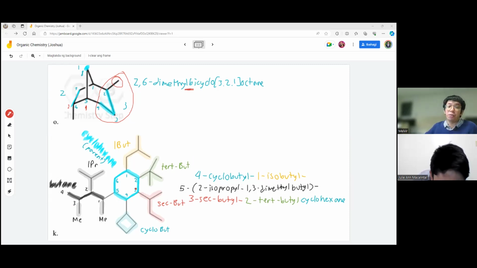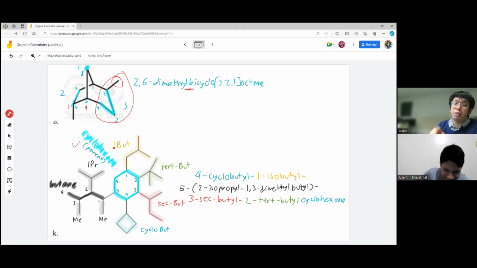what's our general rule for this? Yes, Josh, how do we name cycloalkanes? What's the major rule? For your cycloalkanes, naming. Correct, you identified. Then one more, it should be the longest. Okay, which is cyclohexane. That's your parent. That's correct.